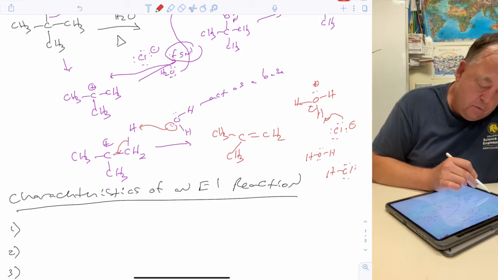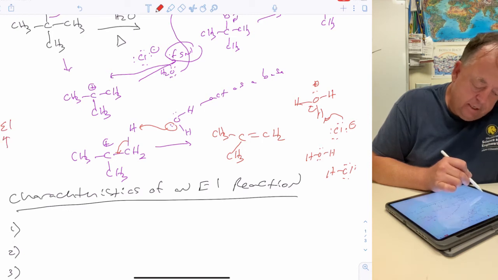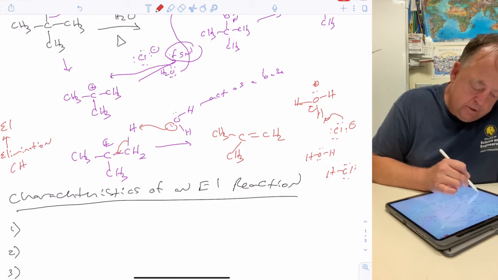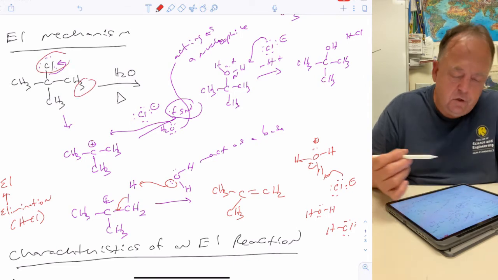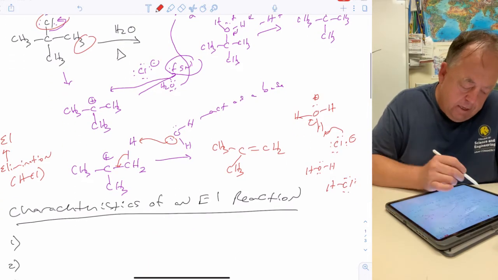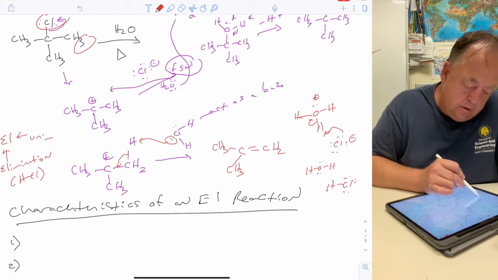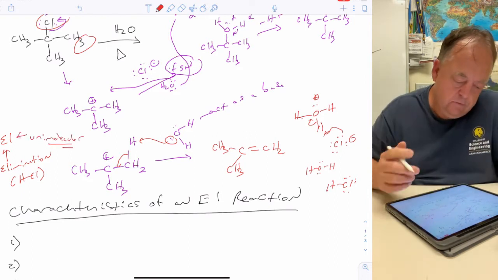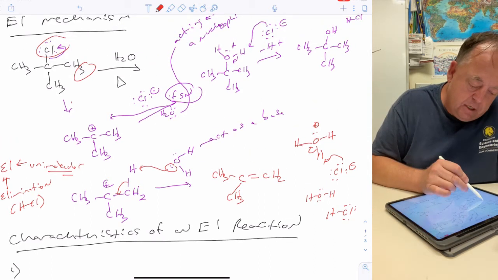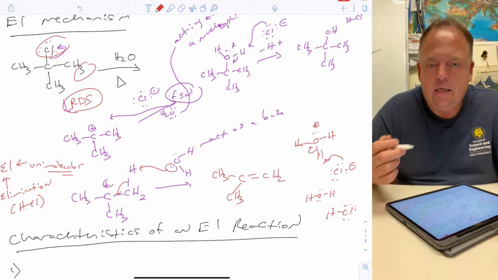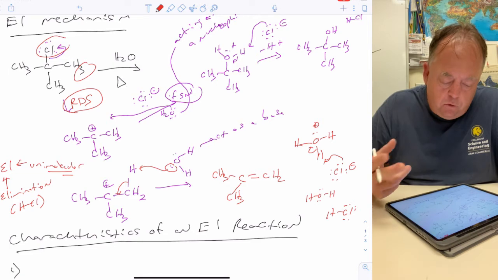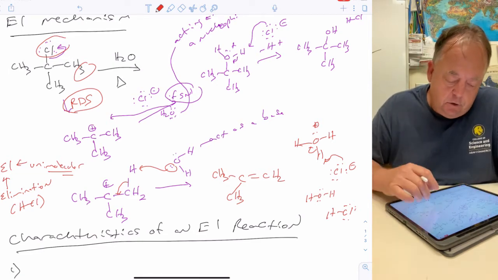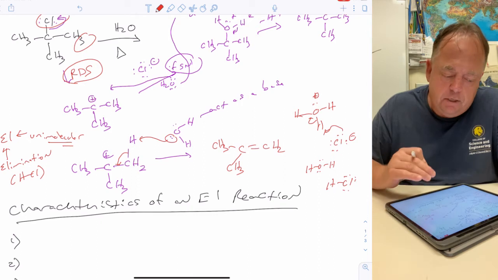So what does E1 stand for? The E stands for elimination. What did you eliminate in this case? You eliminated HCl. You lost a hydrogen from here, and you lost the chlorine, so you lost an HCl molecule. And the 1 stands for unimolecular. In the E1 mechanism, this first step is the rate determining step, just like in the SN1. So the only thing involved in the rate determining step is the alkyl chloride. The water has not come into play yet. So the rate of the reaction does not depend on the water, it only depends on the alkyl halide.